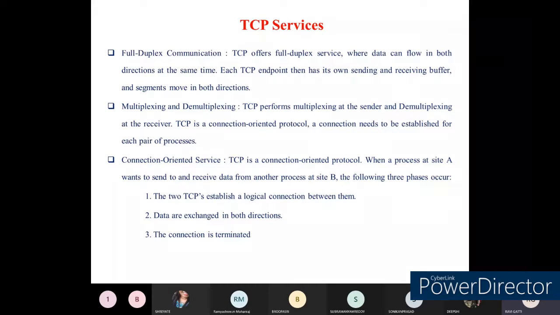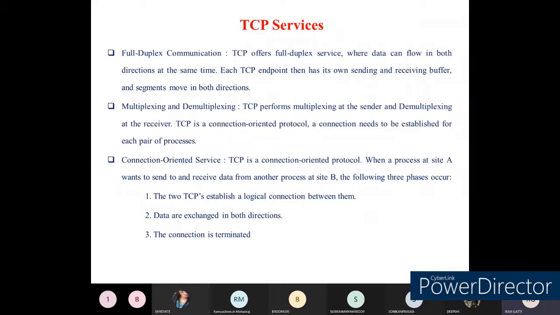When node A wants to transmit to node C, the following three-phase process takes place. The first is that the two TCPs establish a logical connection between them. Even though they are not physically connected, we make sure that a dedicated path is logically present between the transmitter and receiver. Once the logical link is established, we exchange data in both directions. Once the exchange of data in both directions has been completed successfully, we terminate the link which was created for the data transmission between the source and destination.